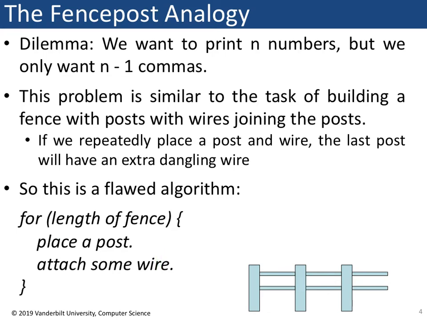Sounds good at first, but then you realize that you wind up with a dangling section of fence at the end, because we place a post, attach some wire, place a post, attach some wire. And then we want to just place a post, but we also wind up attaching some wire. So we need a way to do n operations of one variety, but also n-1 operations of another variety.